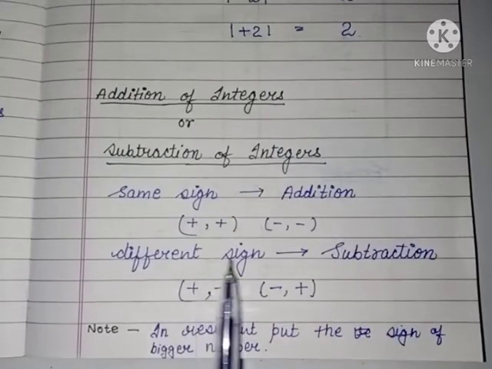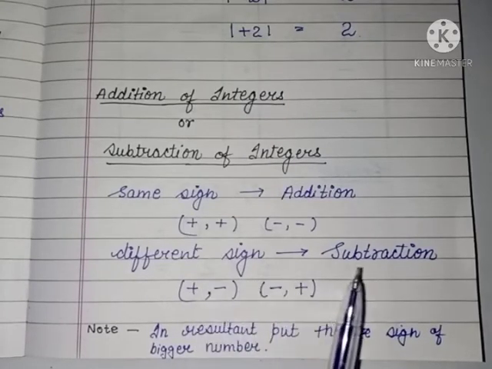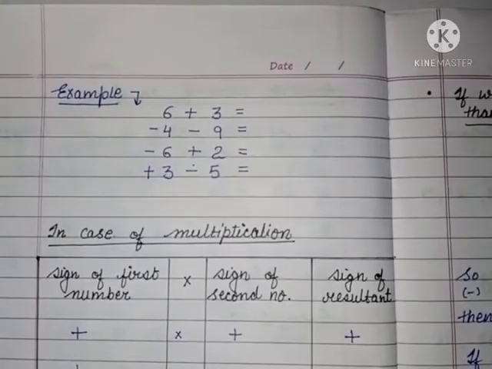But if both the numbers have different sign, like plus minus हो गया, minus plus हो गया, in that case we will subtract the numbers. And which sign we will put in the resultant? जो आंसर आएगा उसमें sign कौन सा put करेंगे? The resultant should have the sign of bigger number. Resultant में bigger number का sign put करेंगे. Okay? Let us understand it with some examples.